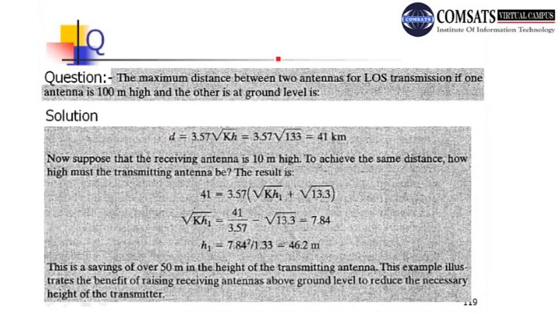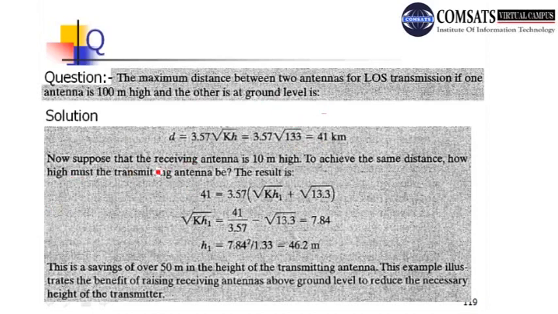The maximum distance between two antennas for line of sight transmission is 1. If one antenna is 100 meter high and the other antenna is at ground level, we can use the formula d is equal to 3.57 root Kh, and by putting the values, we get 41 kilometer distance.